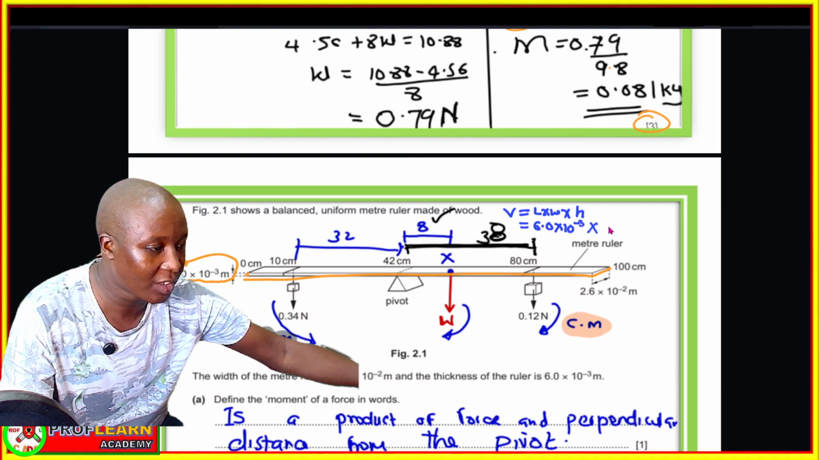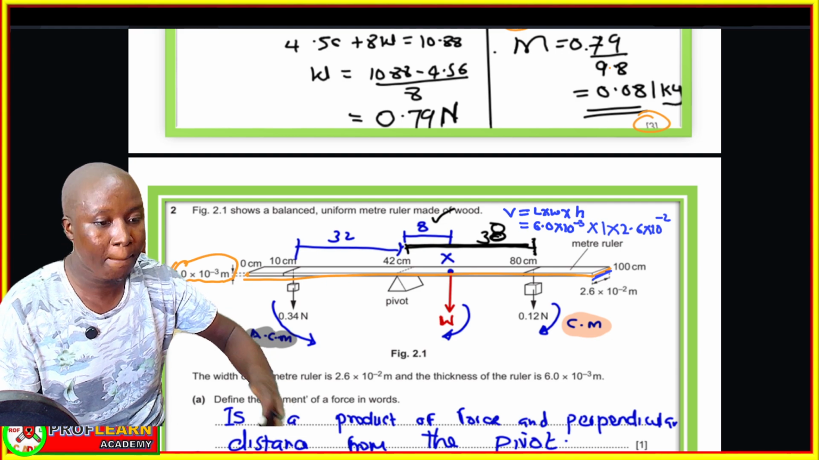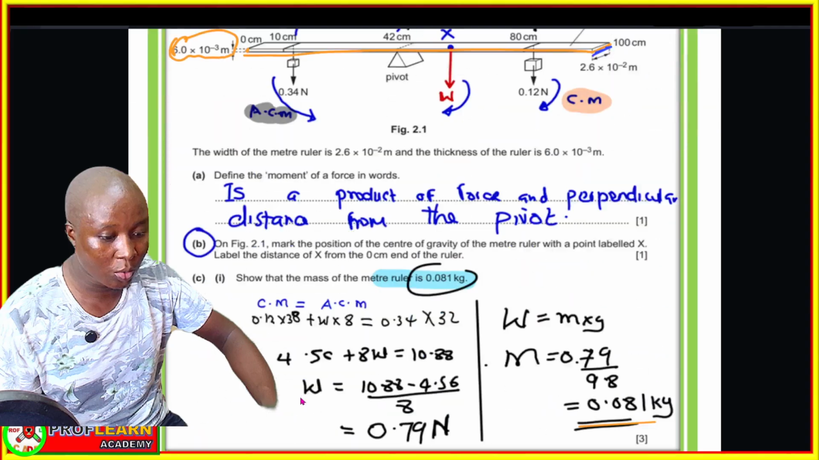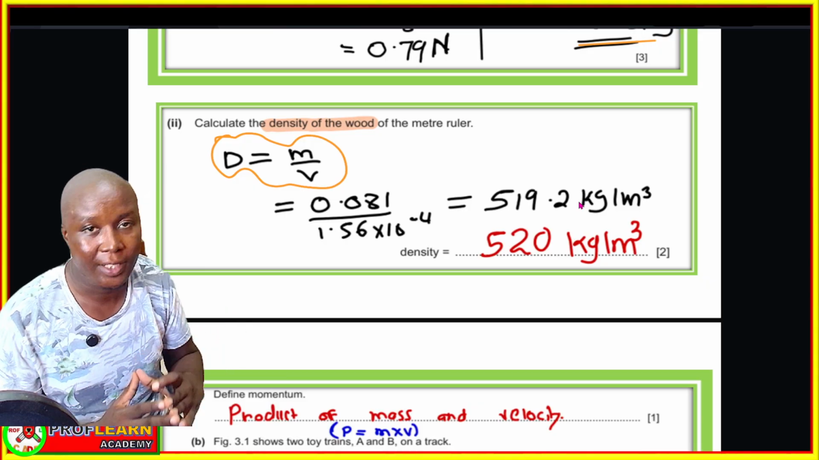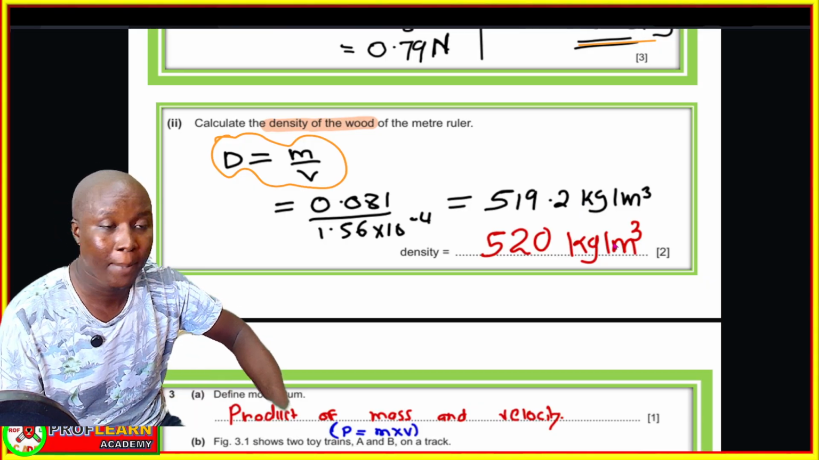Then the length of this is 1 meter. We use times 1 times this, which is 2.6 times 10 raised to power negative 2. Then if you work out that, you will be having your beautiful volume. Now, once you have that beautiful volume, you can go ahead and find the density. So this is mass over volume, and that's going to be 519.2 kilogram per meter cubic. And then if we round it to the number of significant figures of the raw data, that's going to be 520 kilogram per meter cubic.